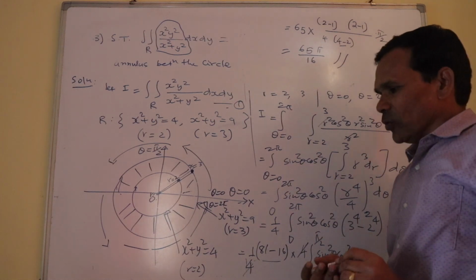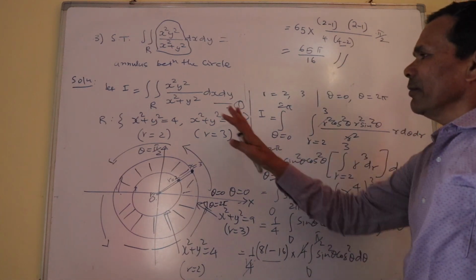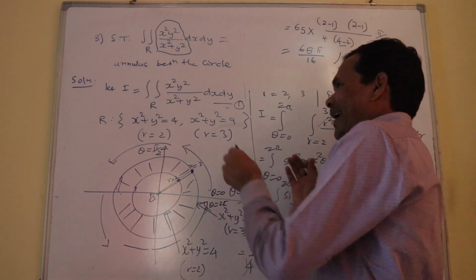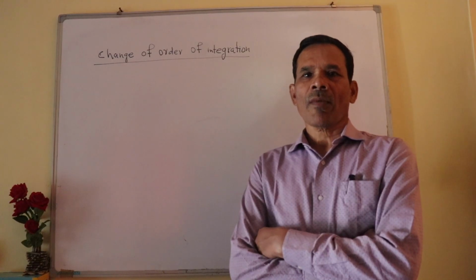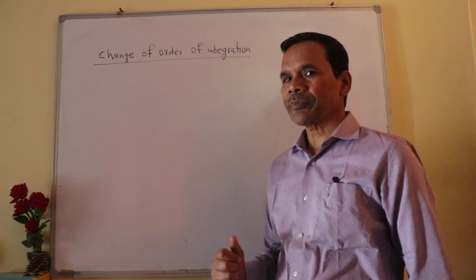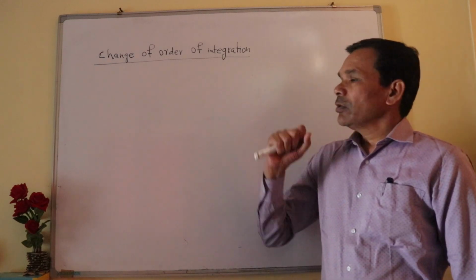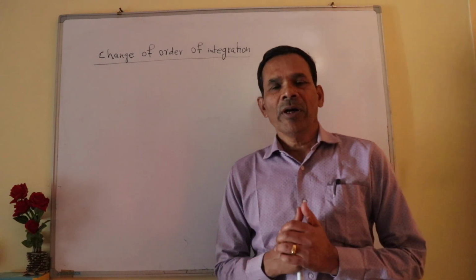So this is the way you can transform a double integral with some complicated integrand. So, change of order of integration.